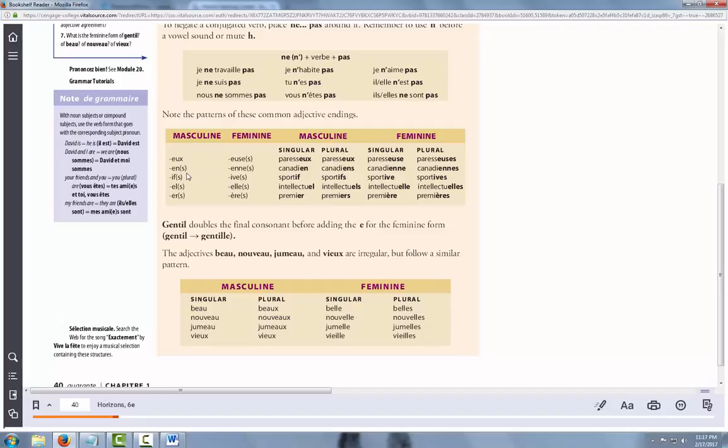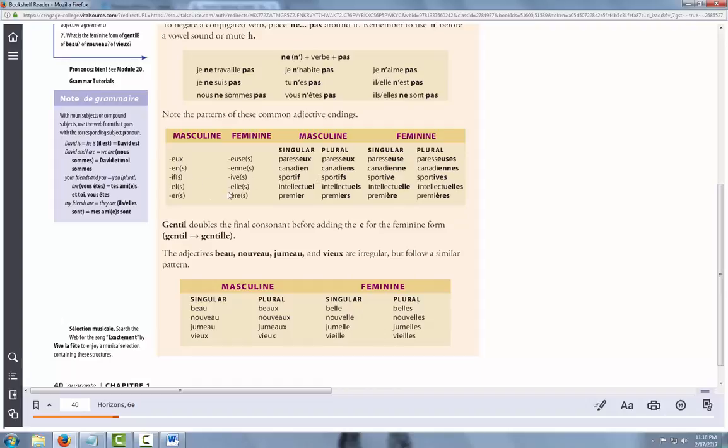Canadien, we already talked about that before, ending in EN or IEN becomes ENNE, so don't forget to double up the N. Il est canadien, ils sont canadiens, elle est canadienne, elles sont canadiennes. Adjectives ending in IF will become IVE, like sportif. Sportif is sporty, or a person healthy, fit, a person who does a lot of sports. Il est sportif, ils sont sportifs, elle est sportive, elles sont sportives.